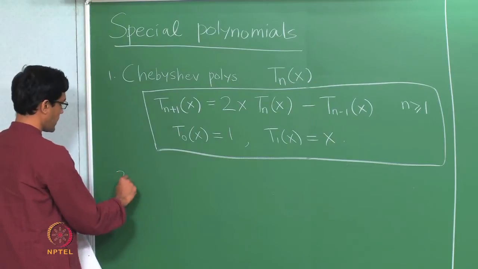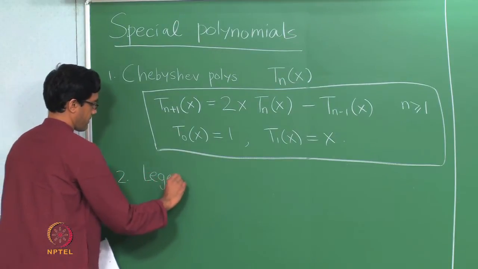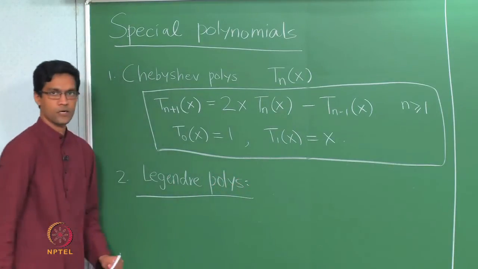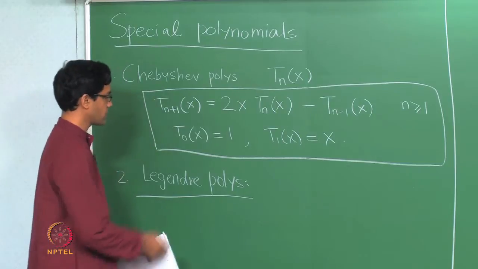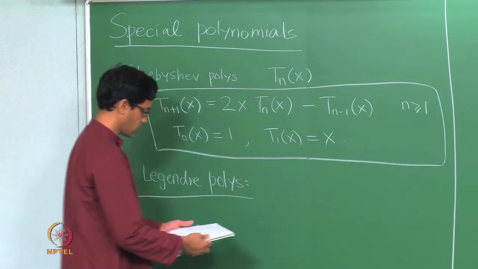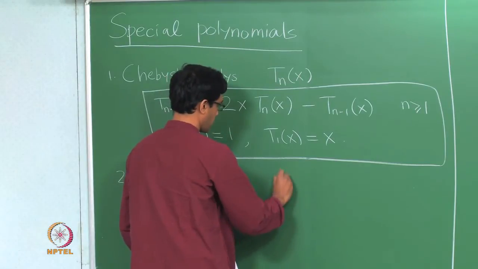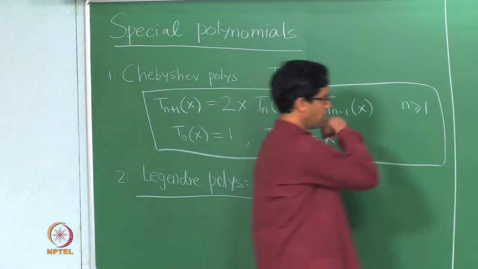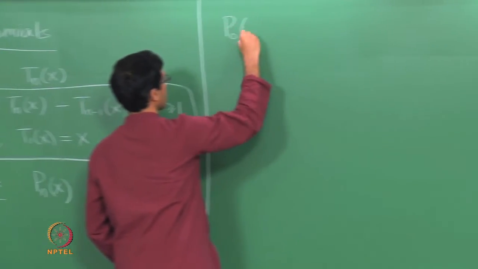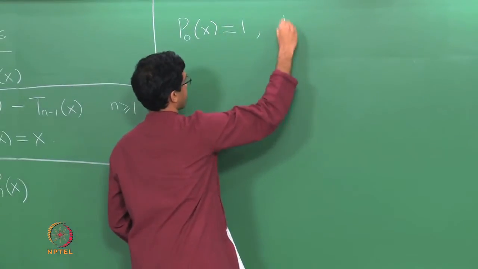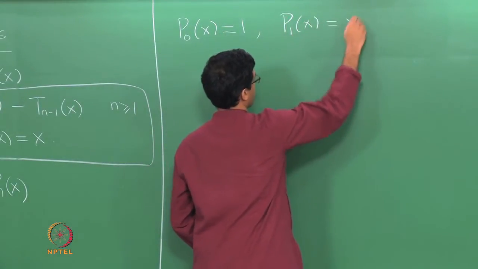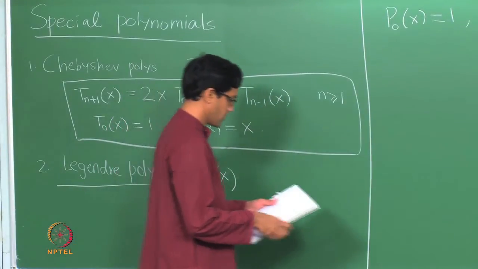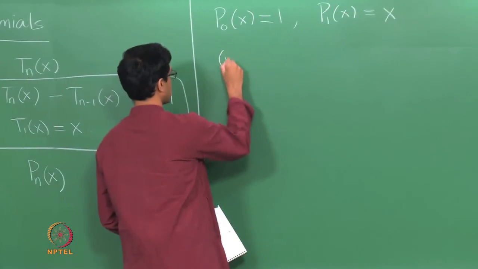So, what we will look at today is another class called the Legendre polynomials. Let us define these in pretty much the same way using a recurrence. Let us define a sequence of polynomials called Pn of x, which we will call the Legendre polynomials. The two initial values are the same as in the Chebyshev case, but the recurrence relation is different.